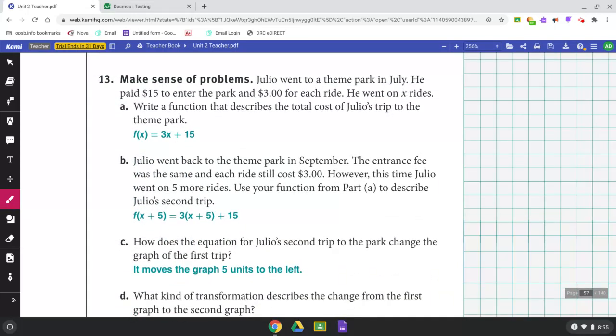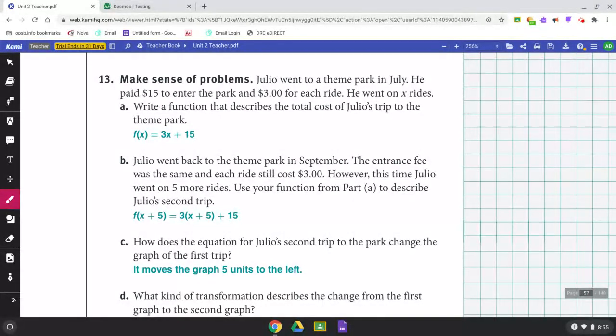Julio went to a theme park in July. He paid $15 to enter the park and $3 for each ride. Ooh, $30 each ride? That would be expensive. So he paid $15 to go, and then he paid $3 for every ride that he went on. He went on X rides. Write a function that describes the total cost of his trip to the theme park.